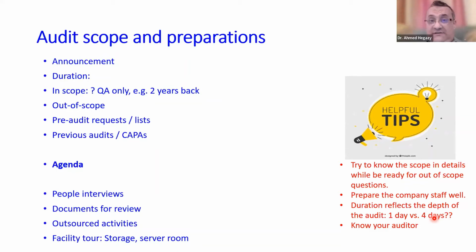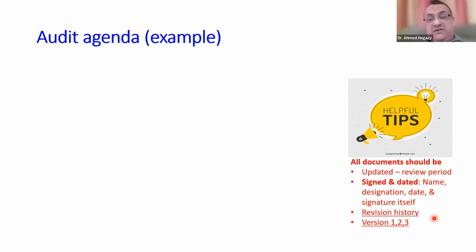Does this auditor have a checklist? Do you have a copy of this checklist so you will know what they usually ask? I should know and understand more and more. This will help me a lot in understanding what the audit scope will be and how I can make good preparations. Example for the agenda.